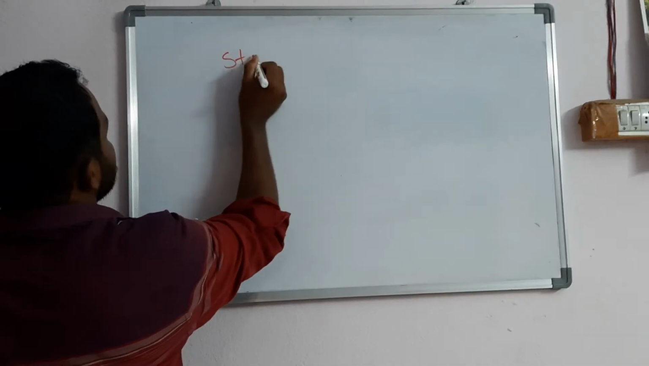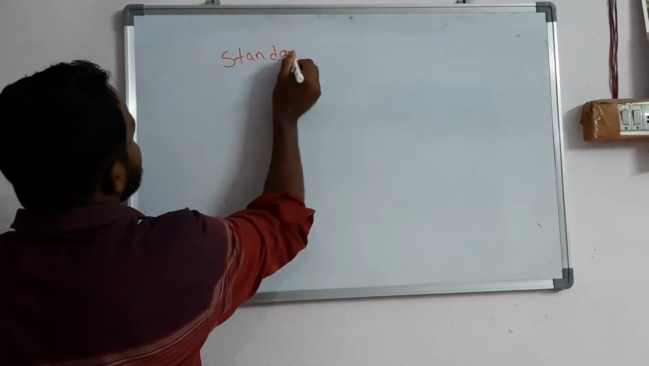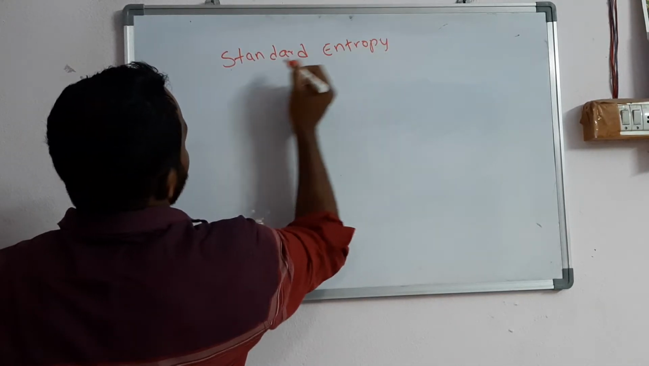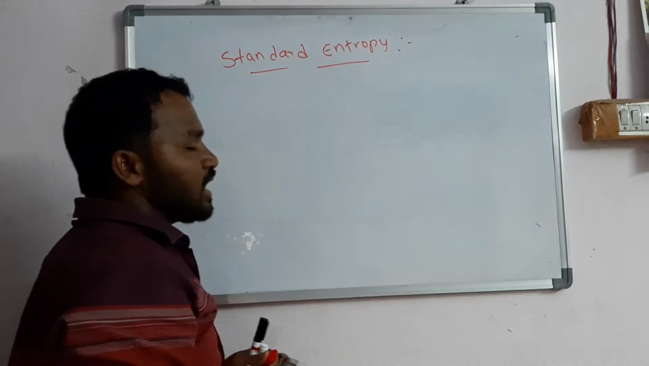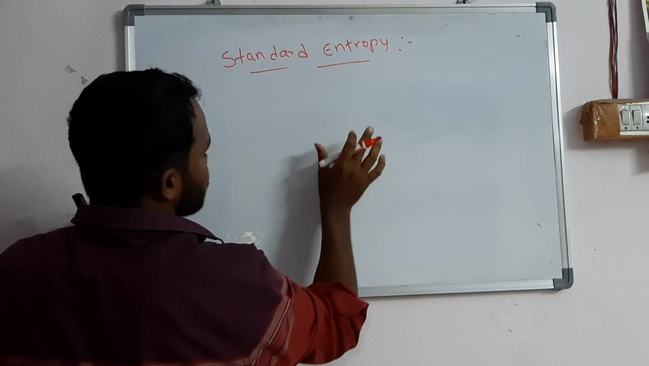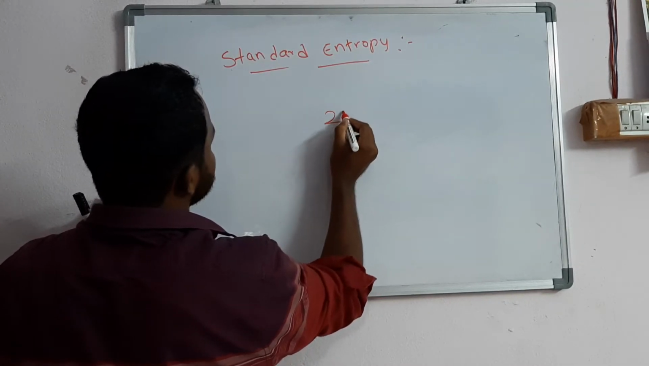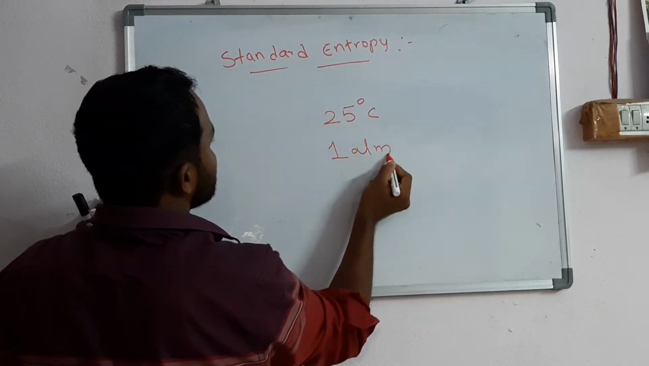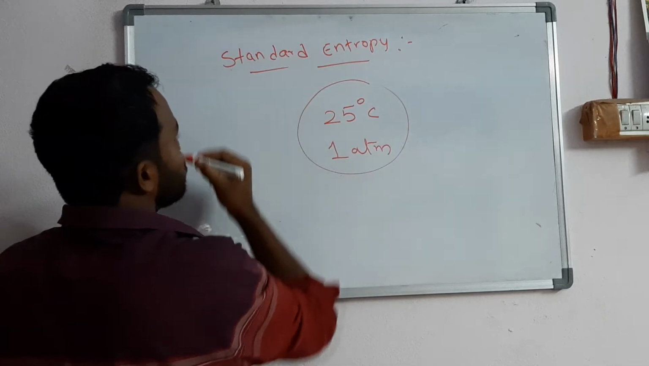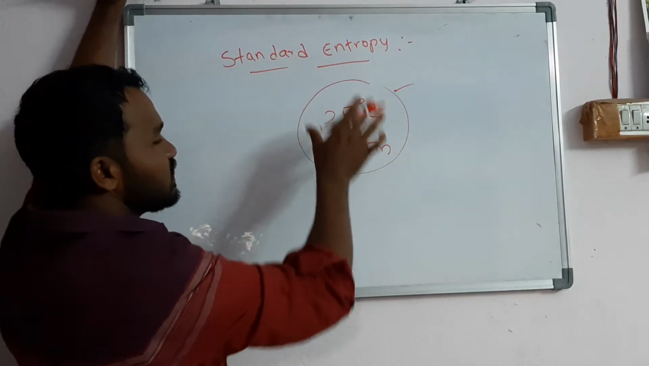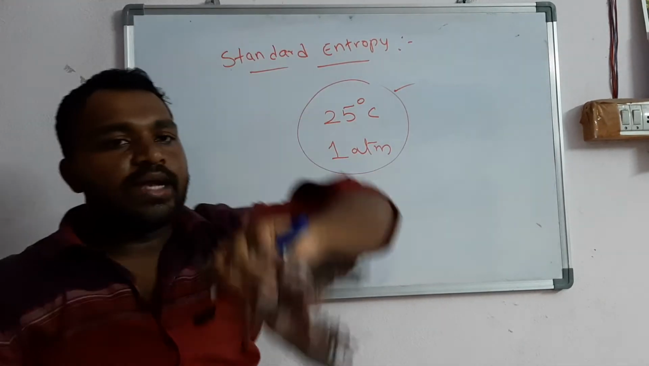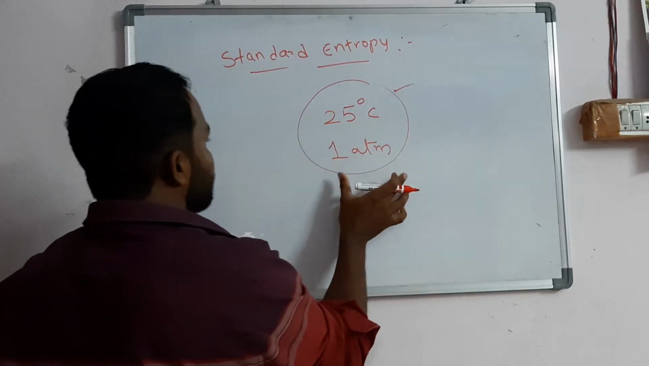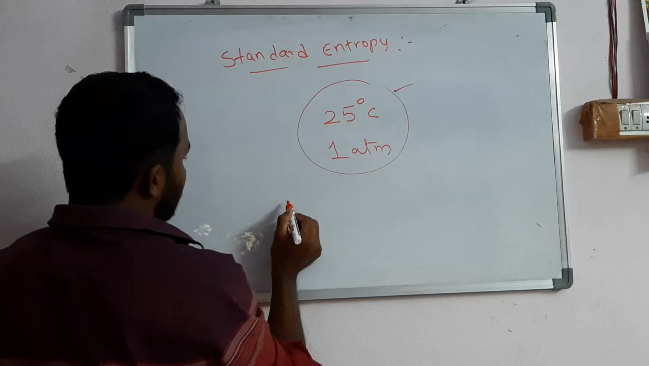So first, standard entropy. What is meant by standard entropy? The absolute entropy of a substance measured at 25 degrees temperature and 1 atmosphere pressure is called the standard entropy, right? So the definition is: absolute entropy of a substance measured at 25 degrees temperature and 1 atmosphere pressure is called the standard entropy.